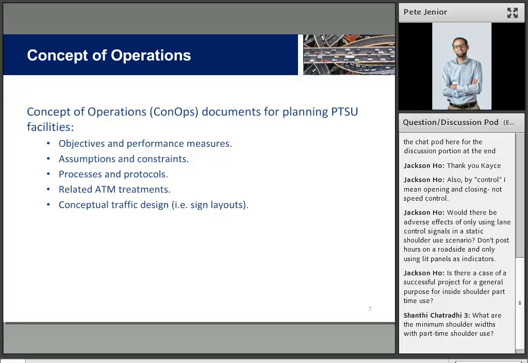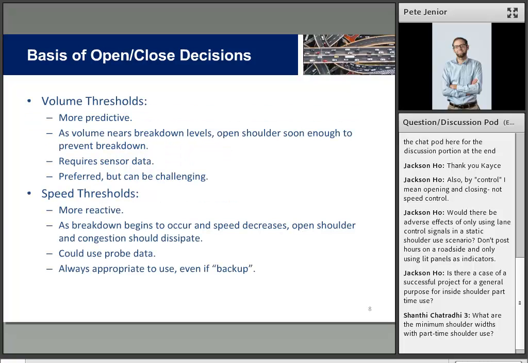These types of decisions are typically captured in a concept of operations document that lays out how shoulder use works, what all the stakeholders need to do, what happens in the TMC, what signs get displayed, what sign indications are displayed out on the road, what happens with other active traffic management treatments if there are variable speed limits or ramp meters or queue warnings, how they relate or don't relate to shoulder use, and then what everything looks like from a signing perspective. These decisions are typically captured in a concept of operations document.